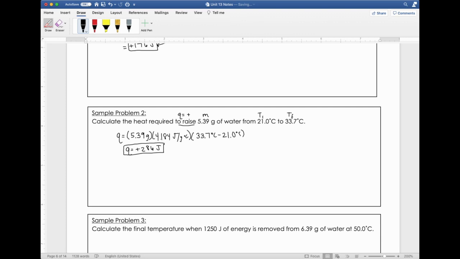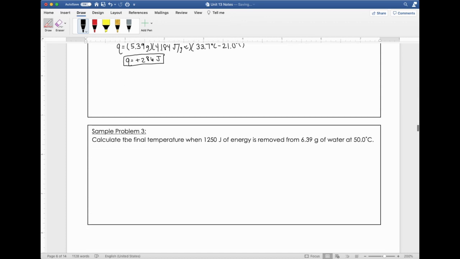And let's try this last one here. A little bit different because we are going to calculate the final temperature. We want to know TF in this example. So TF is what we're trying to find when 1,250 joules of energy is removed.